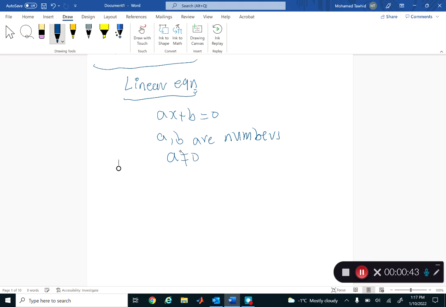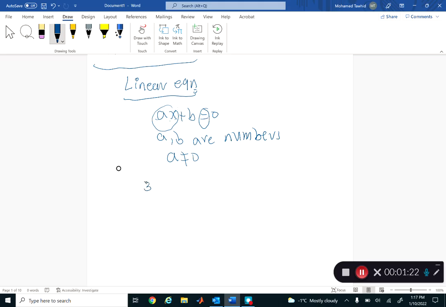Why? Because if a equals 0, then this term will be 0, and then you get b, which is a constant term. That is not linear. And why do we call it an equation? Because you have an equal sign. Why do we call it linear? Because what is your unknown? Your variable here is x. What is the highest power of x? It is 1. So if the highest power of x is 1 and you have an equation, we call it a linear equation.